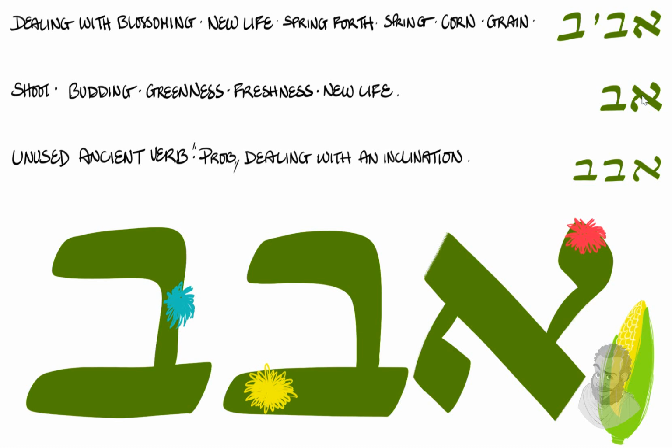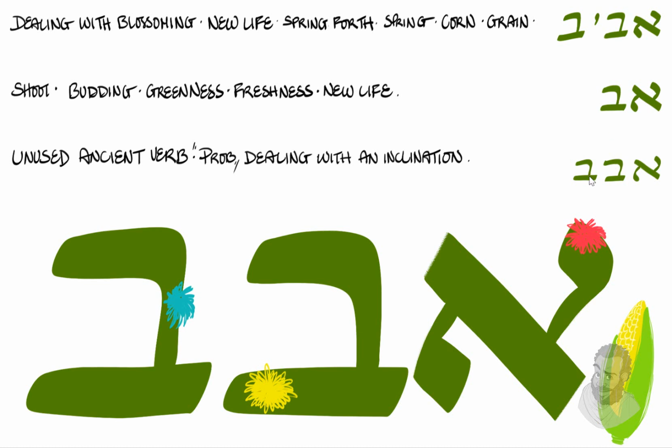Next word you have Aleph, Beth, right? Ev. This Beth becomes Veth at the end. Okay, so Aleph Beth becomes Aleph Veth. Ev. It's a shoot, budding, greenness, freshness, new life. Okay, I went over this within the beginner video. Okay, Ev is exactly what this is. Okay, and it stems from Aleph, Beth, and Beth.